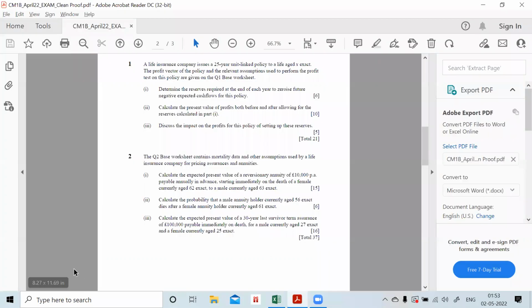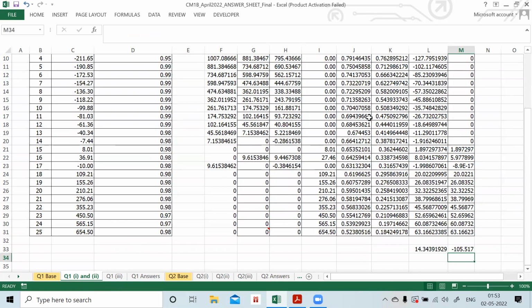Okay. Then we have done calculate the present value of profit. So the first part and second part are done. Discuss the impact of profits for this policy on setting up reserves. If you see, with reserves it's a negative impact, and without reserves, a positive impact.